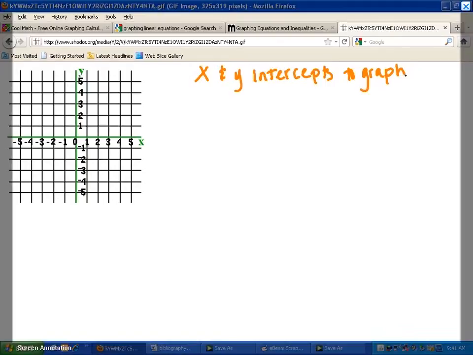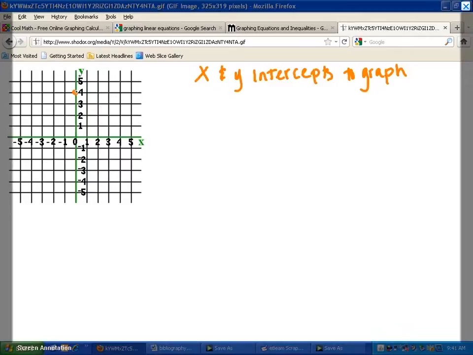Okay, so remember what it means to be a y-intercept. What does it mean to be a y-intercept? That's that b. Who can explain it to me? Alex: That's where the line crosses the y-axis. It's where the line crosses the y-axis. What else does it mean?